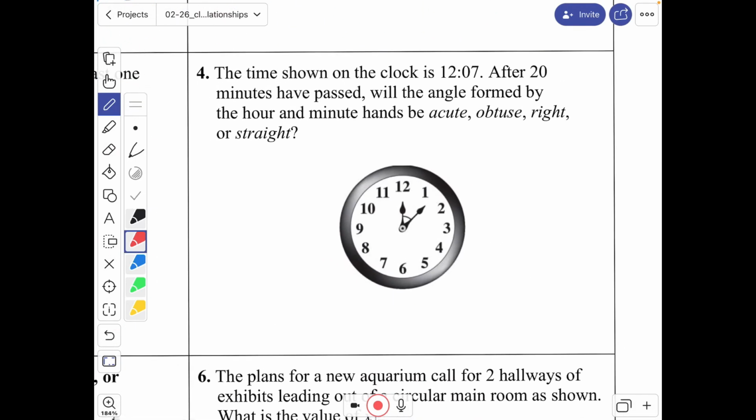Number 4, the time shown on the clock is 12:07. After 20 minutes have passed, will the angle formed by the hour and minute hands be acute, obtuse, right, or straight? Well, after 20 minutes, that would be 12:27. So this long hand would move down to just past the 5, and the hour hand's still up here. That would be an obtuse angle because it's bigger than a right. It's more than 90 degrees.